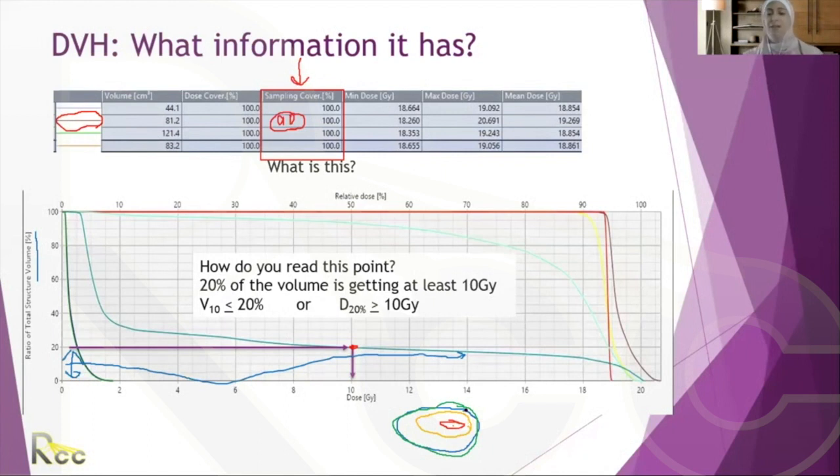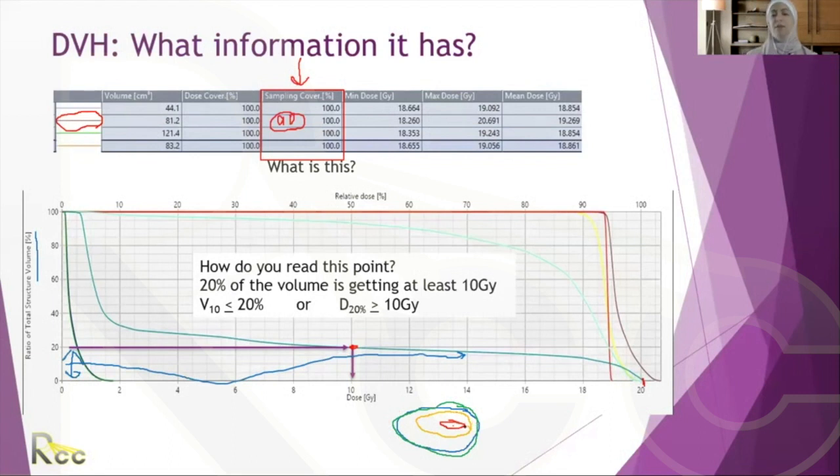So how would I express this? We say this volume is getting at least 10 gray, meaning inside this volume I have 11, 12, 14, 18, up to 20 gray. So this is how you read it: 20% of the volume is getting at least 10 gray. If you follow the curve, you find I have a maximum spot of around 20 gray. So the volume is covered by 10 gray, and then you have hotter inside, all the way to 20 gray.